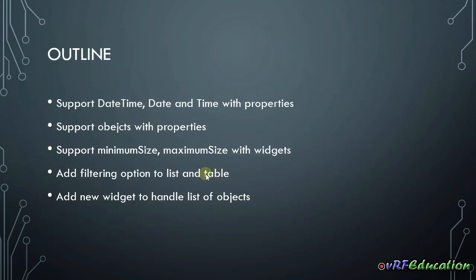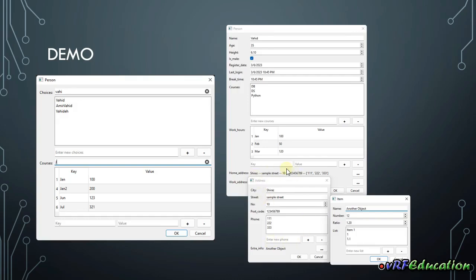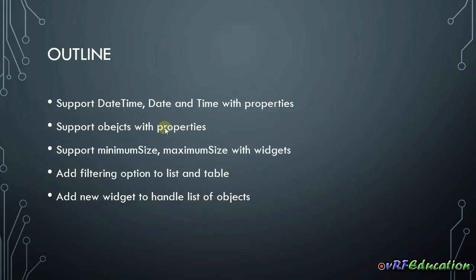So in this session, I'm going to talk about how to support DateTime, date, and time with the properties. We forgot to support them in the previous version, and also the support for objects inside another object. I mean this part with the properties. And also, I said that we can customize the widgets and their properties. It's true for the properties that have scalar values such as string, int, double, boolean.